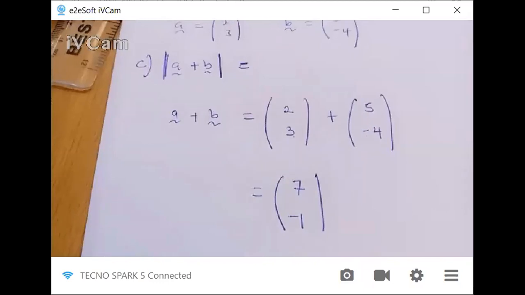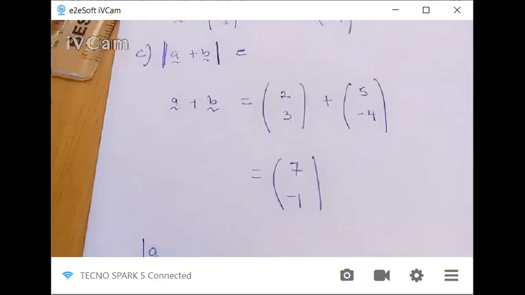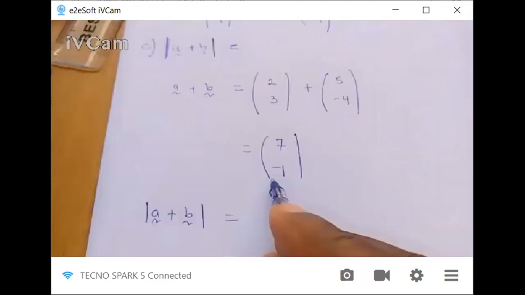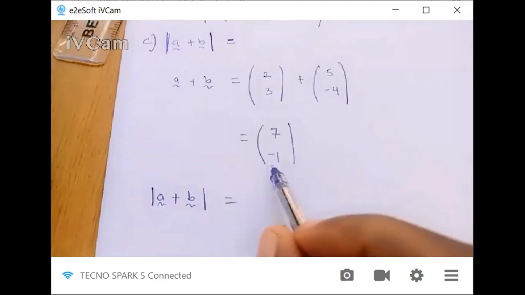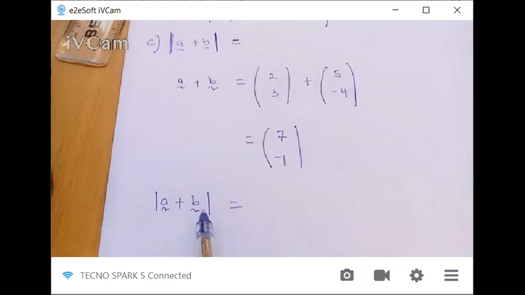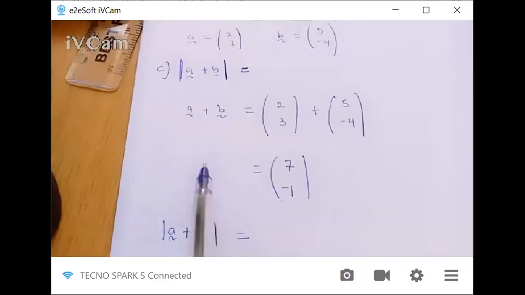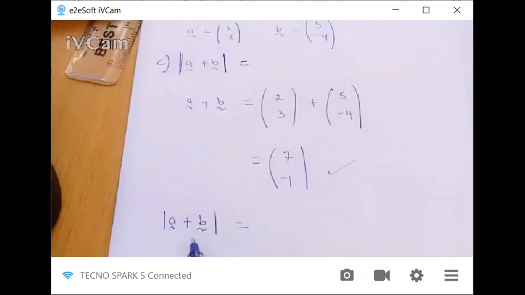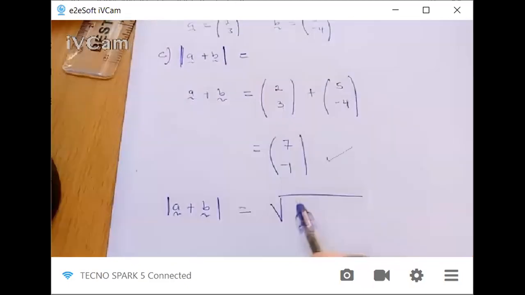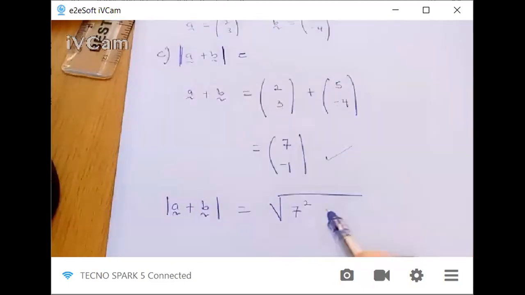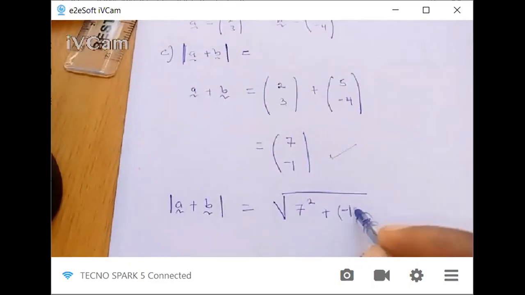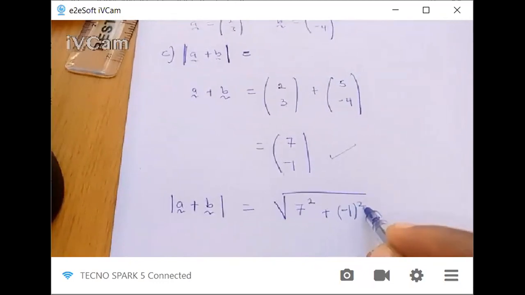Okay, so to find the magnitude of A plus B, we have to use Pythagoras theorem. But you first get A plus B, and then you can proceed and find the magnitude of A plus B. So this will be under the square root of 7 squared plus, put brackets because it's a negative, write a negative there, close bracket and put a square on top.